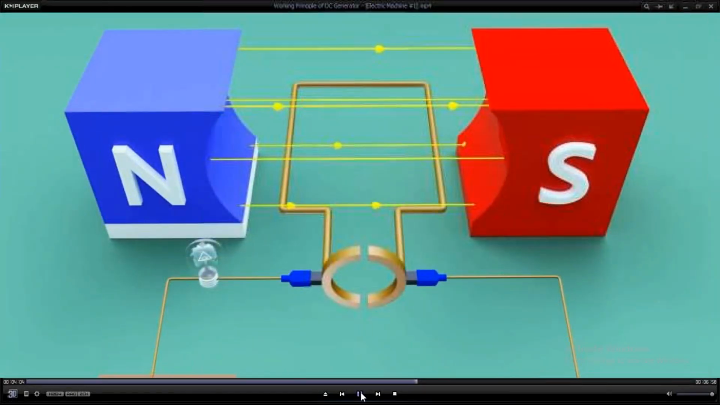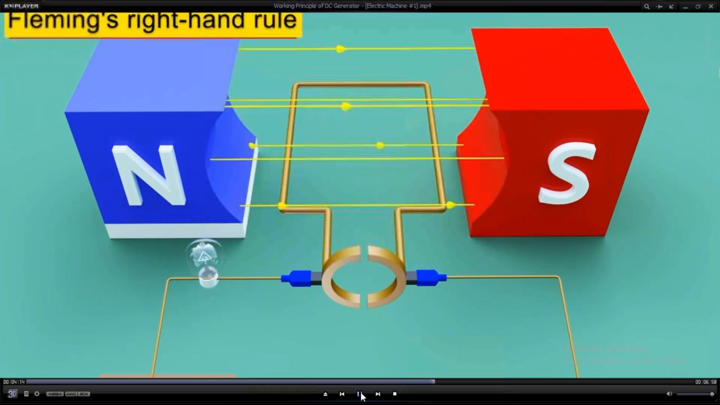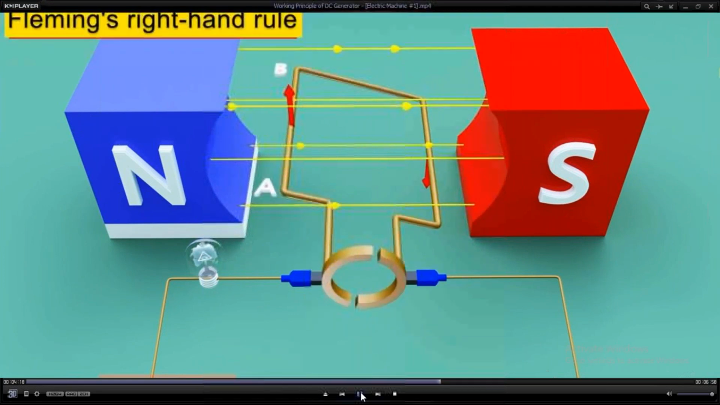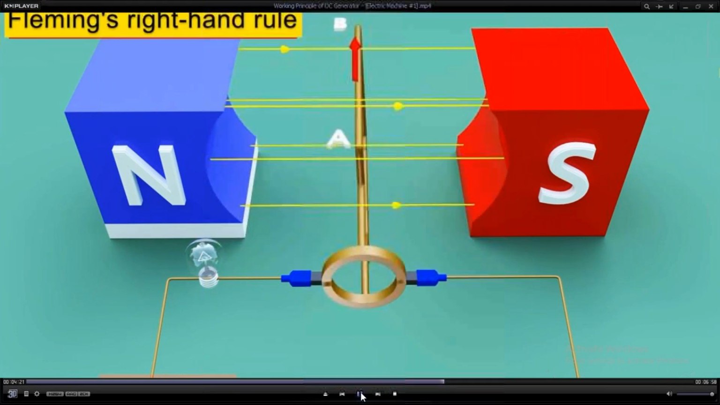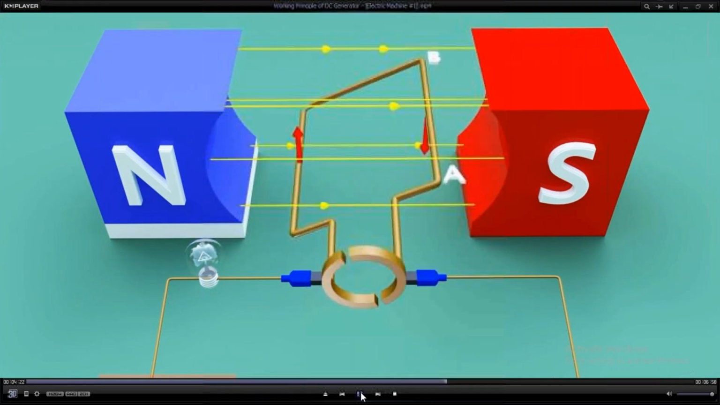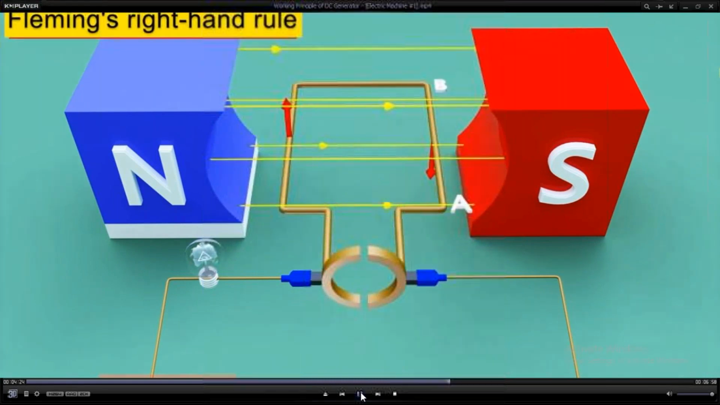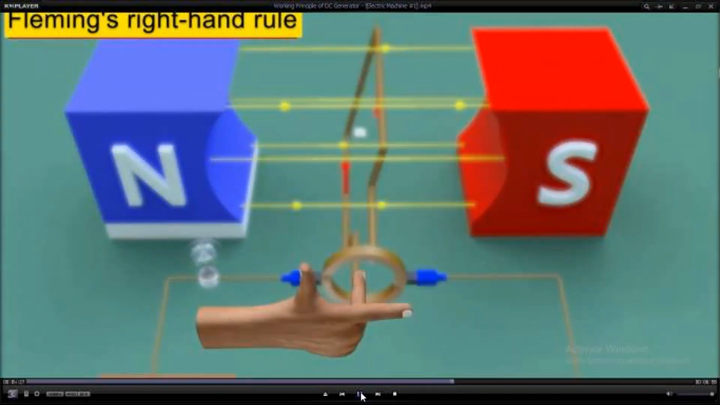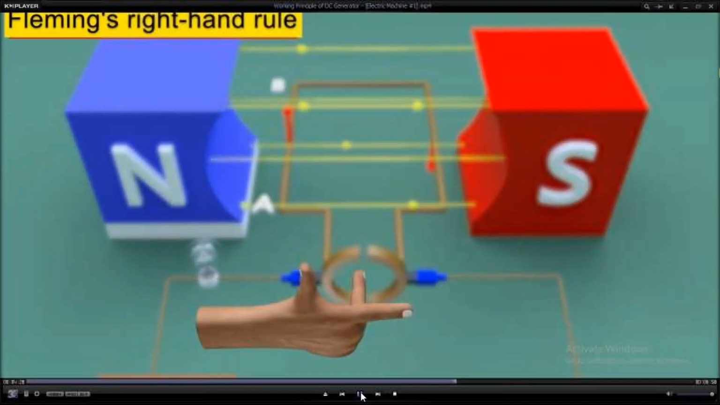The next thing we must mention, that is really important for the working principle of the DC generator, is how we can determine the direction of the current, magnetic field and force. To determine all this, we must use Fleming's right-hand rule. So we will explain how we can use Fleming's right-hand rule. As you can see, the rotation of the coil is clockwise, and the force acting on parts A and B of the coil pushes that part of the coil upwards. So to know the direction of the induced current, we apply Fleming's right-hand rule.